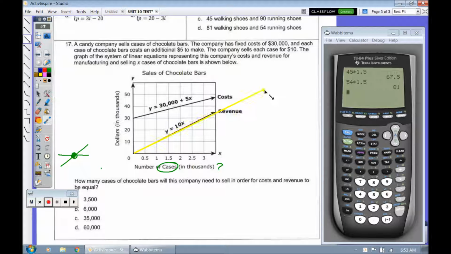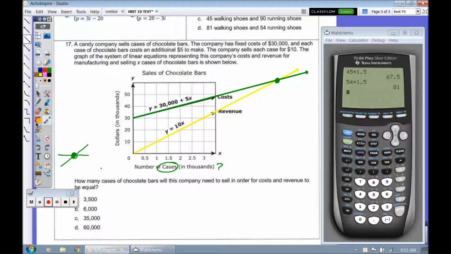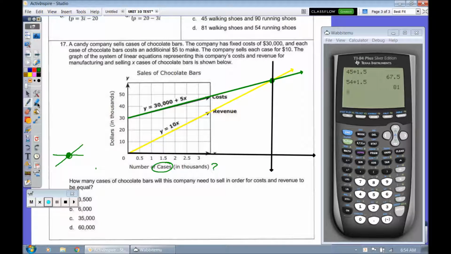So let's see if I can do this here. We're going to extend this guy out here. And let's extend this guy out here. So we're looking for where they cross. Looks like they cross right here. The question's asking how many cases is that? Well, let's extend our x-axis out. And let's pull a line down here. And let's try to figure out, we're going to see if we can get pretty close here. How many cases does this number represent?